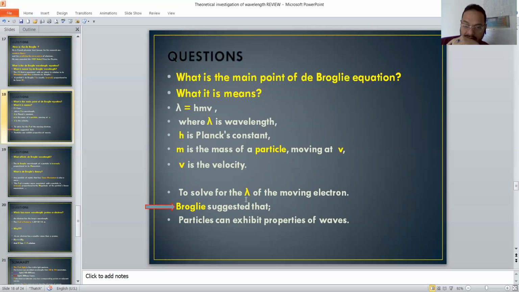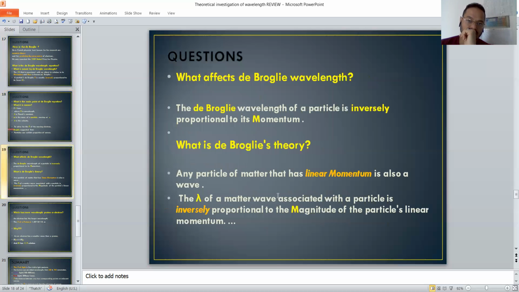To solve for the wavelength of a moving electron, what did de Broglie suggest? De Broglie suggested that particles can show properties, characteristics of waves. What affects the de Broglie wavelength? The de Broglie wavelength of a particle is inversely proportional to momentum. That means here now we have two quantities inversely proportional to the wavelength. The first one was force, the second one was the momentum.